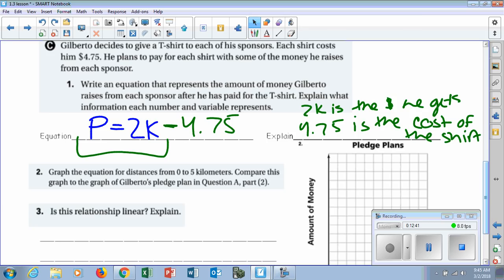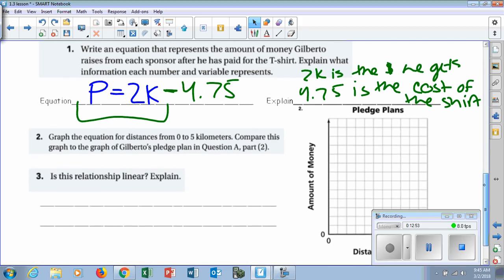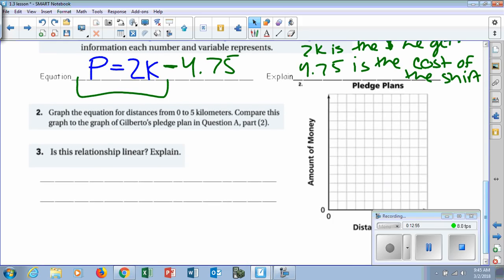So in 2, it says graph the equation for distances from 0 to 5 kilometers. Compare this graph to the graph of Gilberto's pledge plan in question A. So that's that plan on the second page. So it says we want to find the money.